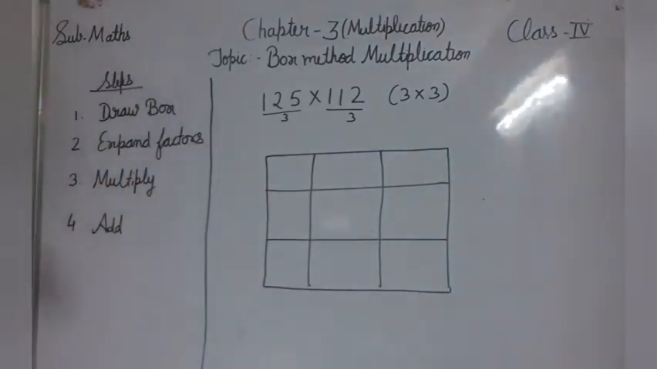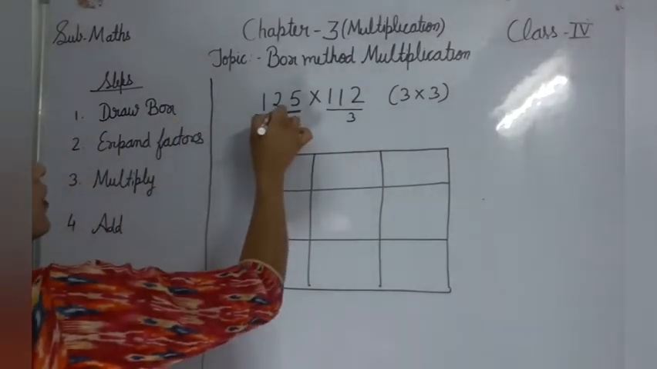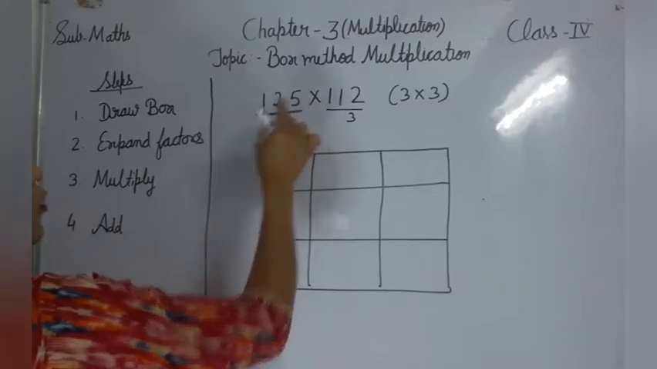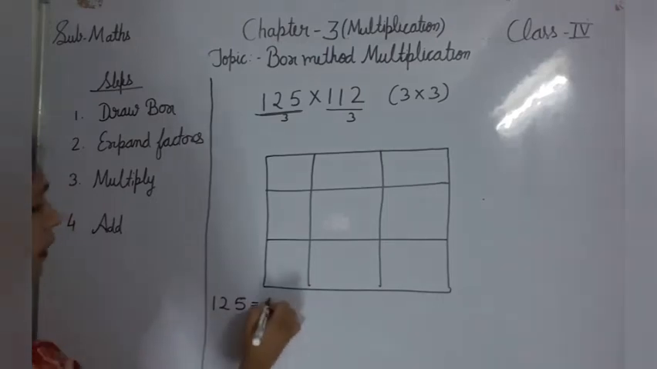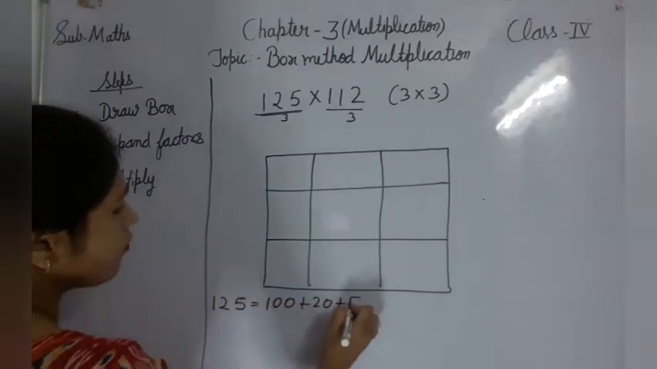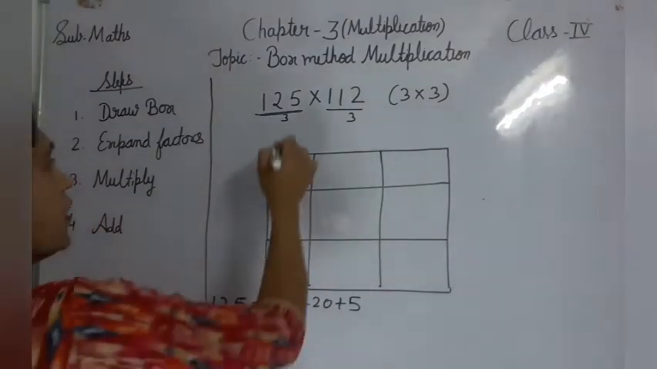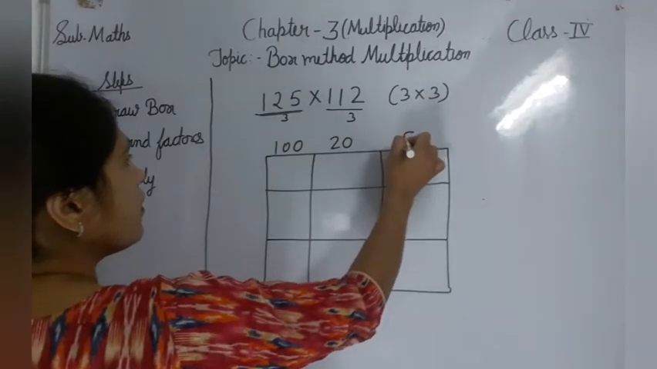Yes. Now what is the second step? Expanded factor. So we have to write the expanded form. The first number is 125. If 125, I am writing the expanded form. So what will it be? 100 plus 20 plus 5. Yes. So here I am writing 100, then 20, then 5.